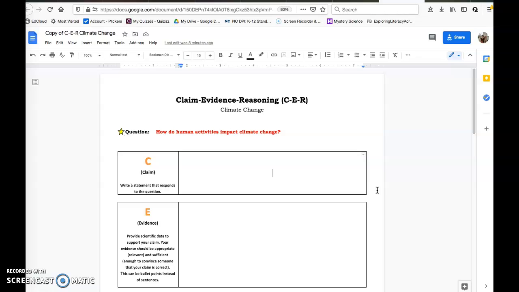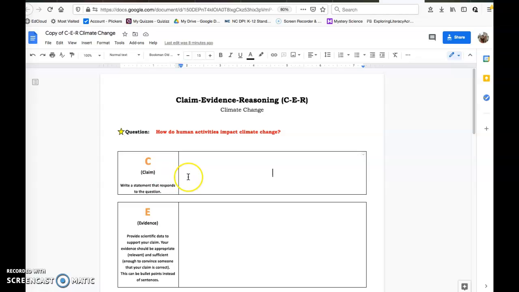So today I want you to take everything that you've learned in this class and perhaps some resources from the web to make a claim about the following question. The question is, how do humans impact climate change? So for the C section, I want you to write a statement that responds to that question. Write up something perhaps you learned or thought about in class. Write up how you feel humans are impacting the climate. And with this one, be sure that you're telling me how they're impacting the climate. So what activity is actually impacting the climate?